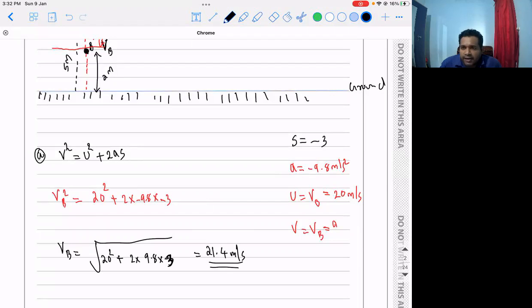Well, I hope you got it. So that is the answer for A part. Okay, 21.4 meter per second.